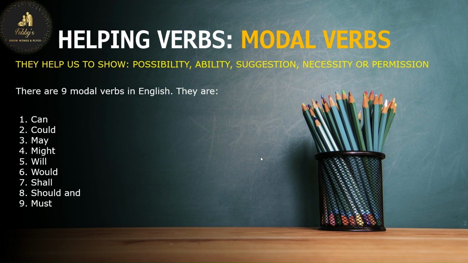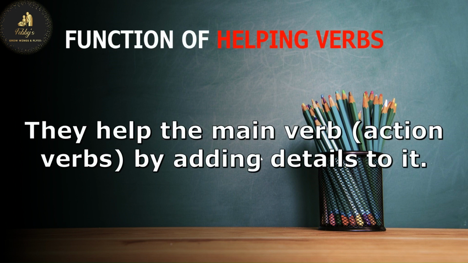The second type of helping verbs are called modal verbs. They help us to show possibility, ability, suggestion, necessity, or permission. There are 9 modal verbs in English. They are 1. Can, 2. Could, 3. May, 4. Might, 5. Will, 6. Would, 7. Shall, 8. Should, 9. Must. What are helping verbs used for? They help the main verb, or action verbs, by adding details to it.